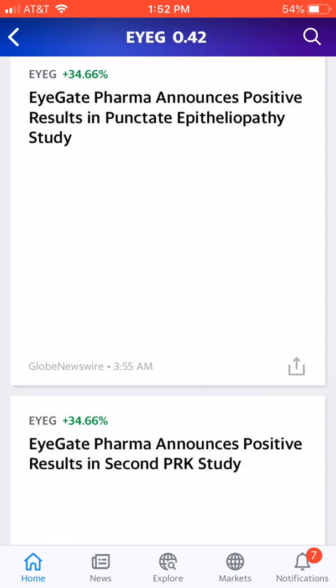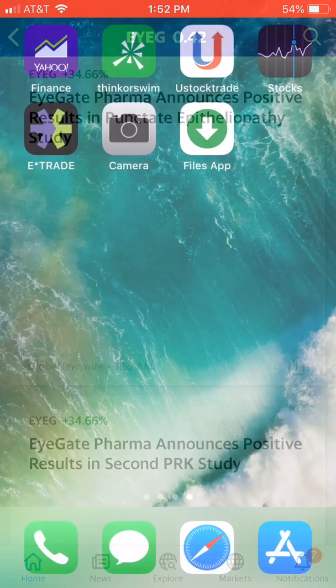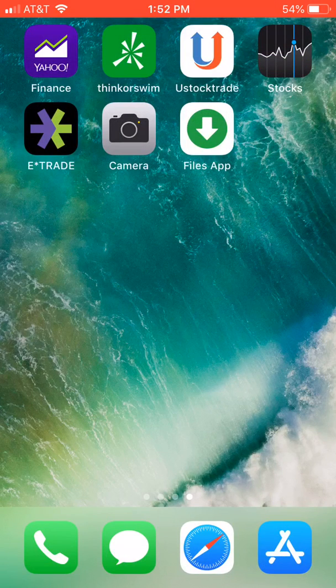And in biotechs or pharmaceutical companies, what tends to be a good catalyst, or news that causes the stock to spike, is successful studies or trial results of the drug that they're trying to eventually sell into the market.